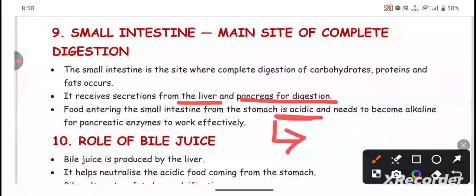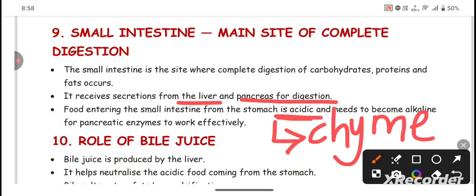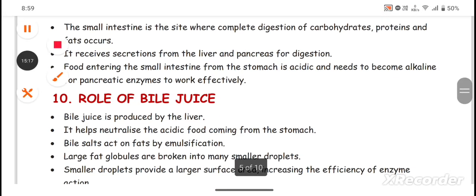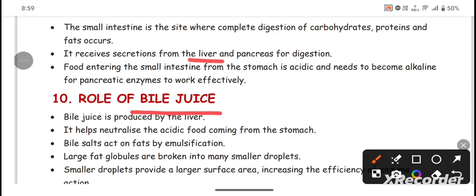The acidic food from the stomach is known as chyme. Chyme is basically the partially digested form of food mixed with acid. The chyme forms in the stomach, which is acidic, and it needs to be alkaline for pancreatic enzymes to work efficiently. So let's understand how digestion happens in the small intestine. First, the secretions of the liver. The liver secretes bile juice and the pancreas secretes pancreatic juice.